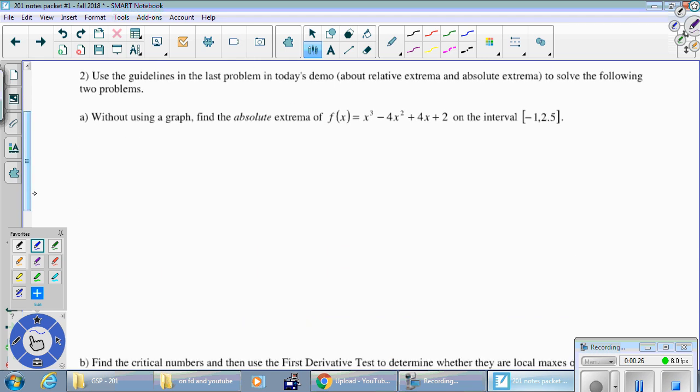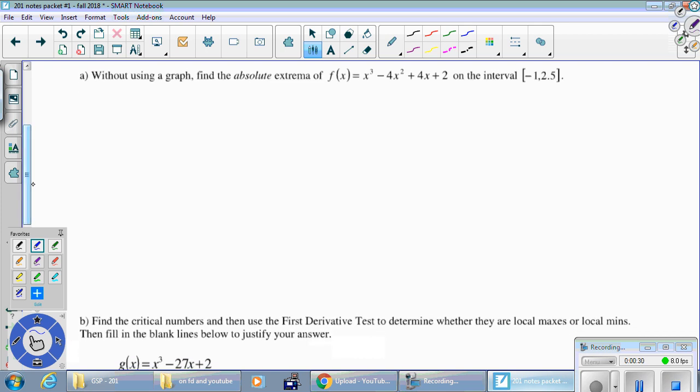Number 2, let's find the absolute extrema of this function on the interval -1 to 2.5. Standard calculus question with a standard calculus process. So we take the derivative. This will find us our critical points. 3x squared minus 8x plus 4. We set it equal to 0.